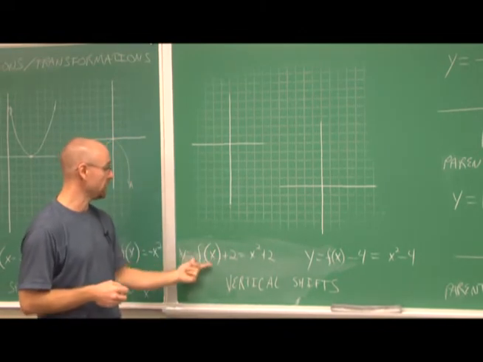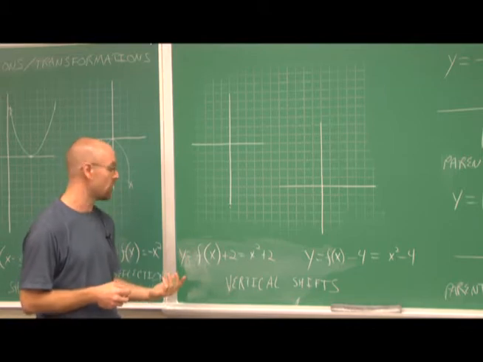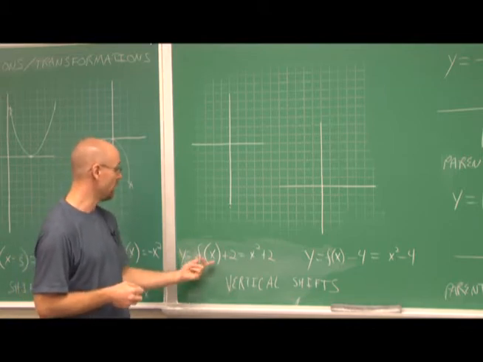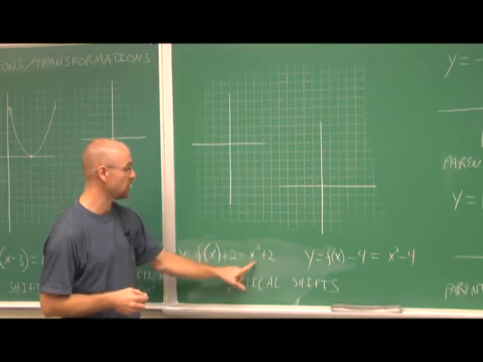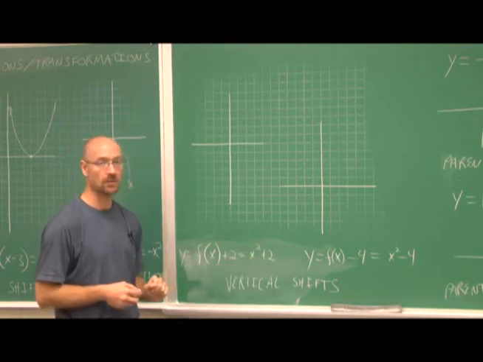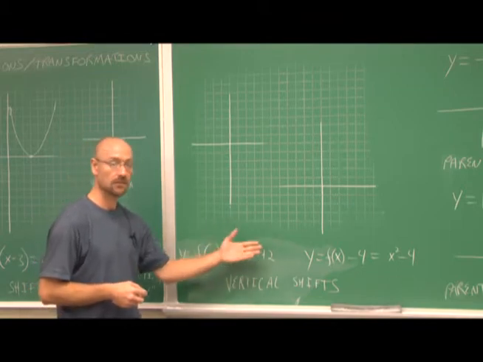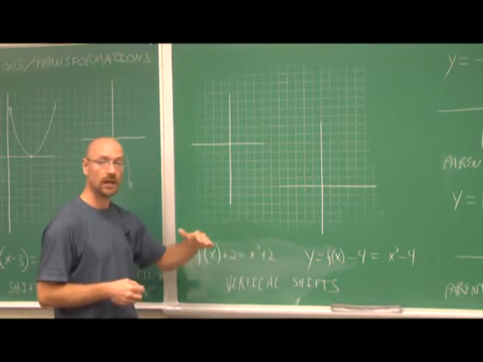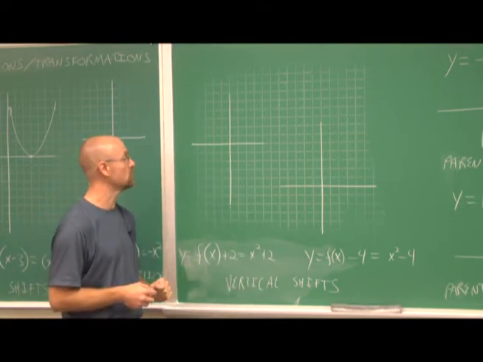This is, what if I take the entire function and add a value to it or subtract a value from it? Well, here, y equals f of x plus 2. So I take my parent function, x squared, and I'm going to add 2 to it. Well, any value that I put in for x, I square it and add 2, well, that's just going to move the graph up vertically. And that's why it's called a vertical shift.